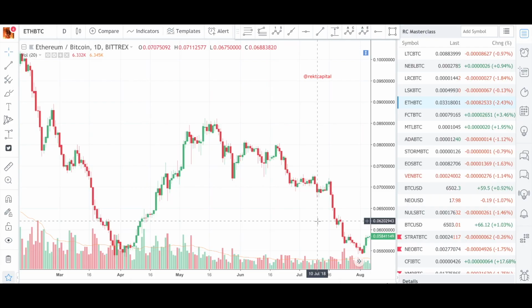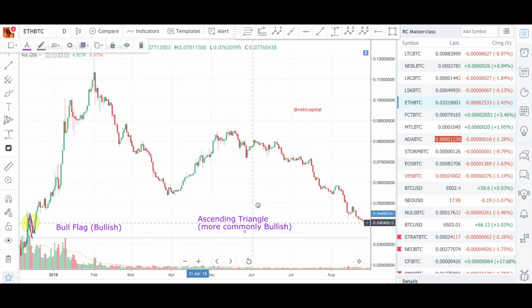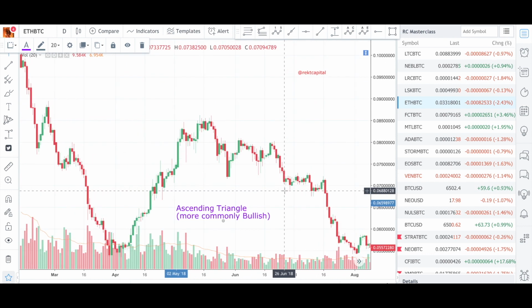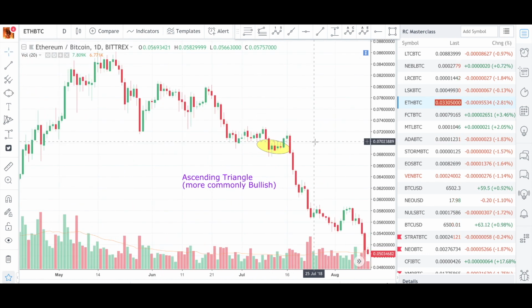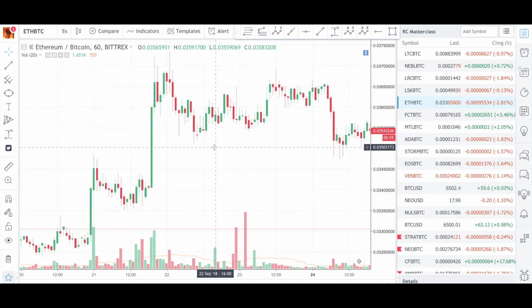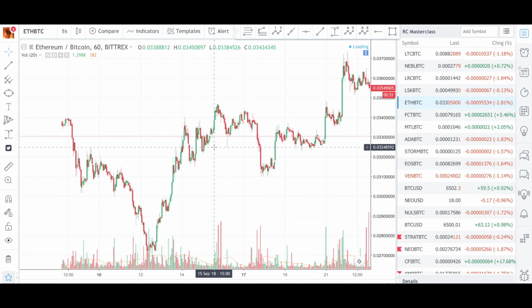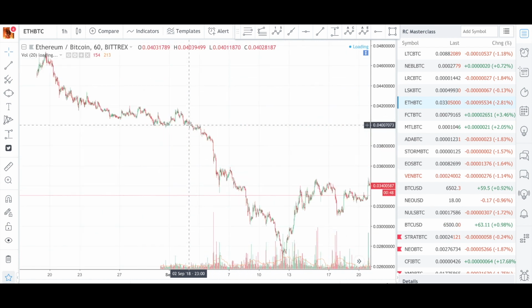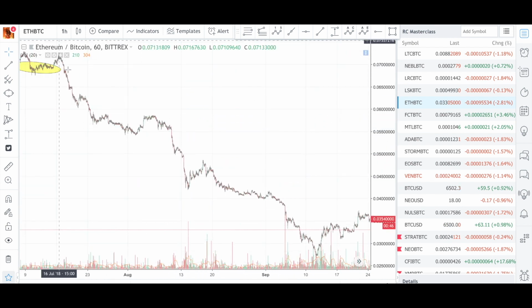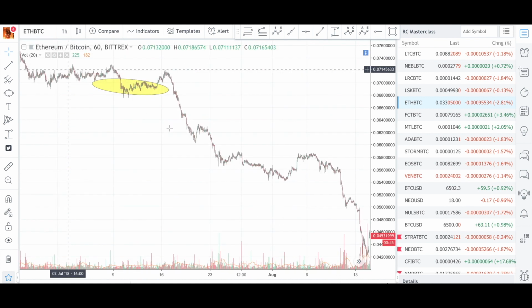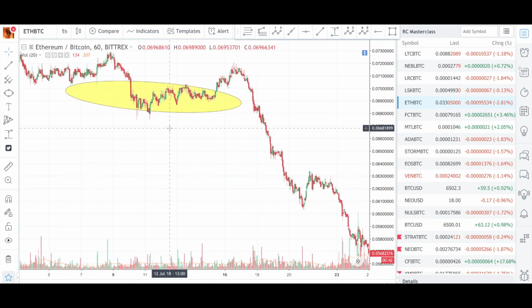And the first one we're going to start with is the ascending triangle, which is a more commonly bullish pattern. So the ascending triangle is a more commonly bullish triangle. 60% of the time it breaks to the upside, so definitely the probability skews in favor of an upside trajectory for ascending triangles. Let me just have a look at the triangle. Let's try and spot it on the 1 hour time frame so it's a little bit clearer.